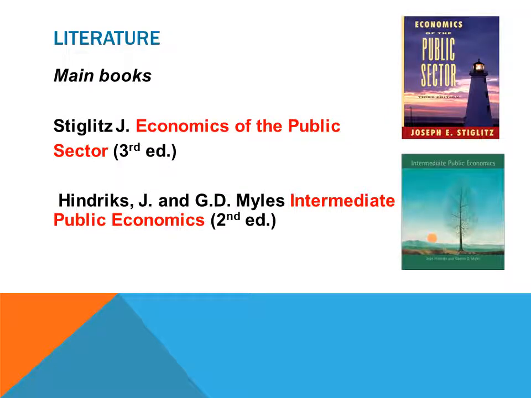Now let's move to our study, the course of public economics in the Faculty of Economic Science. In this slide you can see the literature that I recommend. The first book is by Joseph Stiglitz, Nobel Prize winner as you remember, and the second is called Intermediate Public Economics by Hendricks and Miles. They are available in the HSE library and you can use them while studying the course.